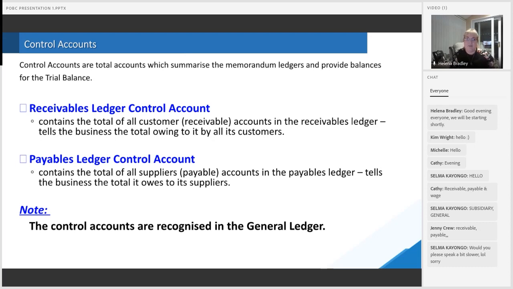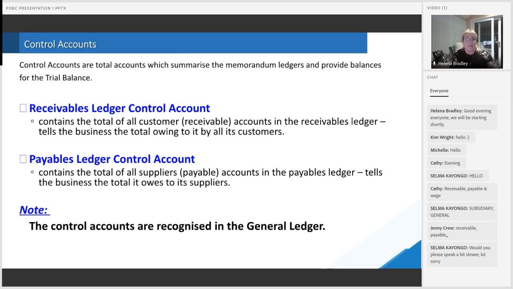The control accounts sit in the general ledger, and the control accounts are those total accounts which summarise the memorandum ledgers. The receivables ledger control account gives me one figure that gives me an overall asset value. And I'm saying it's an asset value because my customers owe me money, and the money that I'm due is an asset to my business. It's a current asset.